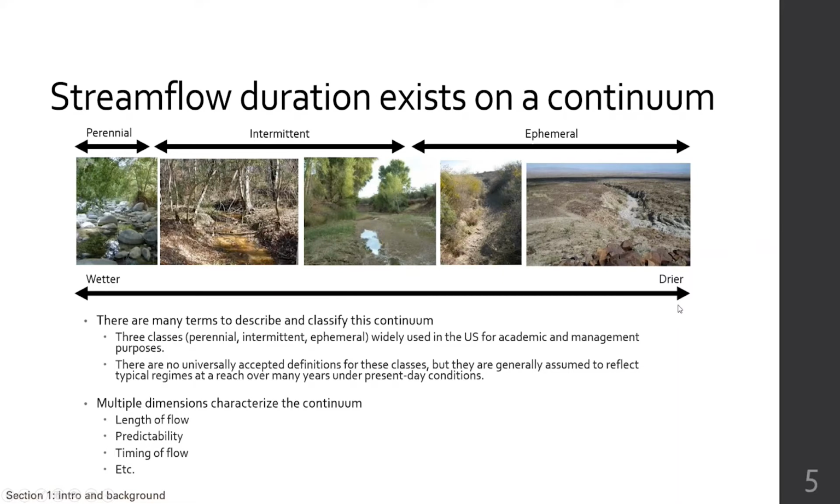And I just want to point out that even within this gradation, there are a lot of different ways to characterize how these streams differ from each other. You can talk about number of days of flow. You can talk about the predictability of when that flow occurs or the timing of that flow. So there's a lot of complexity to streamflow duration. So inherently, we have to simplify things to create a classification system in order to study and manage these systems.